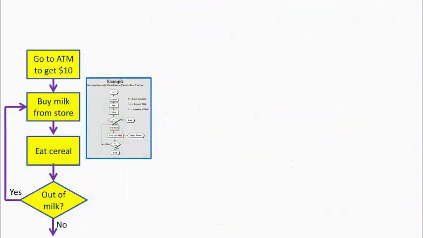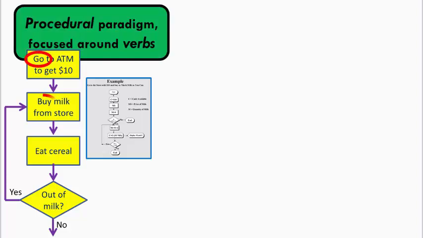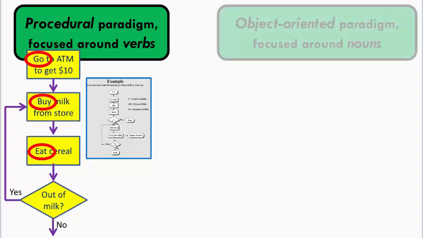So what is this object-oriented paradigm? You'll recall that the procedural paradigm is focused on breaking problems into subproblems, with each subproblem having a procedure to solve it. As such, it focuses on verbs, do this, do that, then do that, along with branching and looping. Object-oriented programming focuses on nouns.